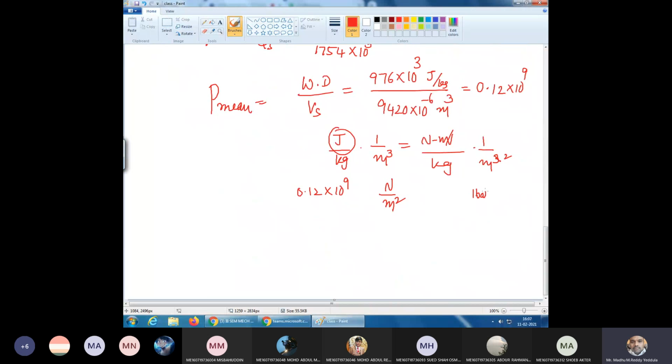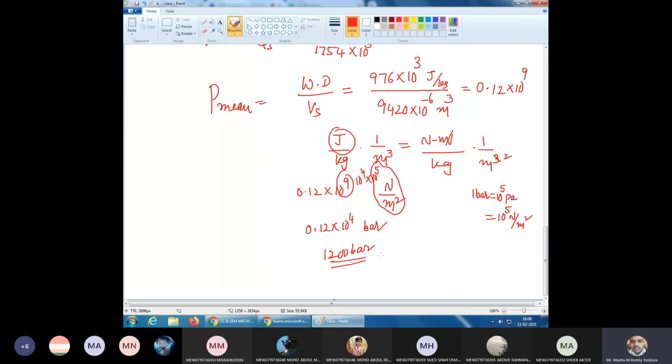So 1 bar is equal to how much? 1 into 10 power 5 Pascal, nothing but 10 power 5 Newton per meter square. So I can say 0.1 into 10 power 4 bar, because this can be written as 10 power 4 into 10 power 5 Newton per meter square, and 10 power 5 Newton per meter square is a bar. Therefore it is 1200 bar. This is the mean effective pressure.